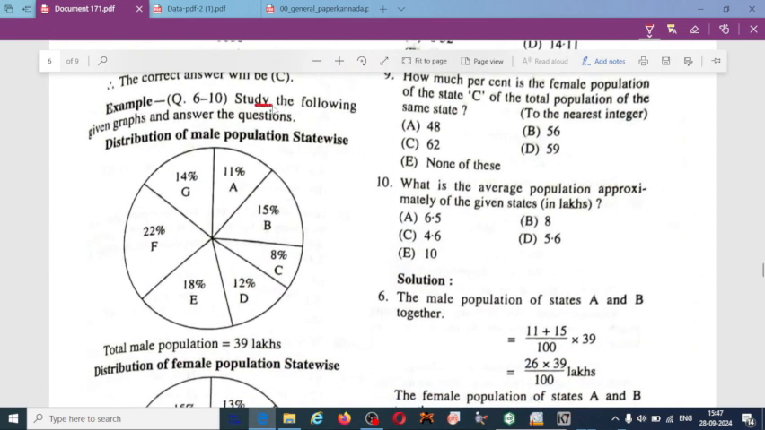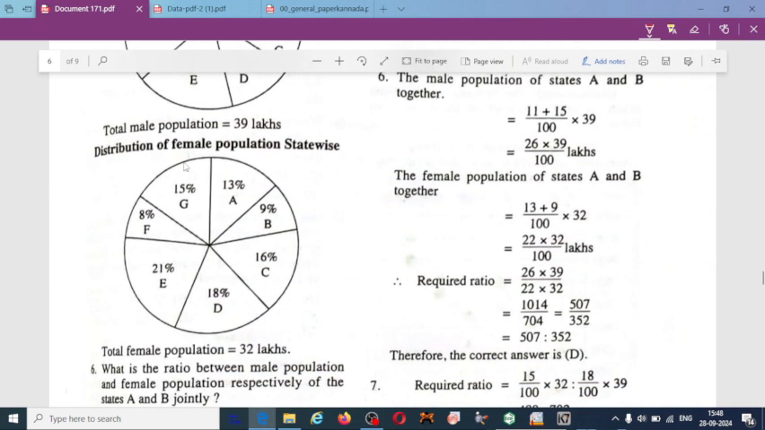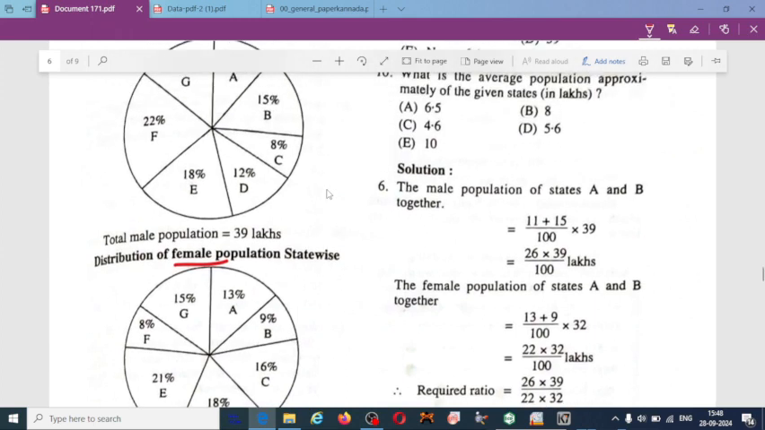Example for the circular diagram. Study this, it is nothing but a pie chart. Study the following given graph and answer the question. Here they have given two pie charts for male population state-wise and female population state-wise.